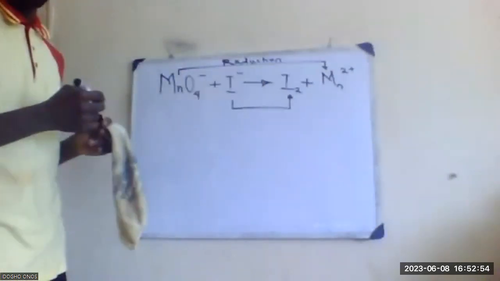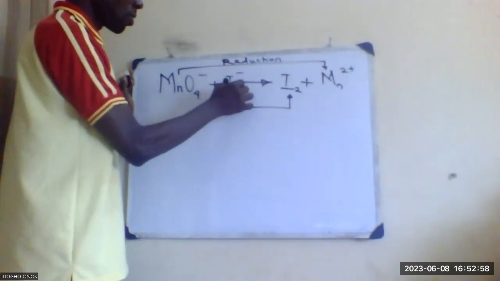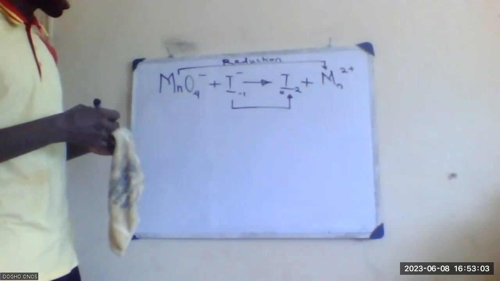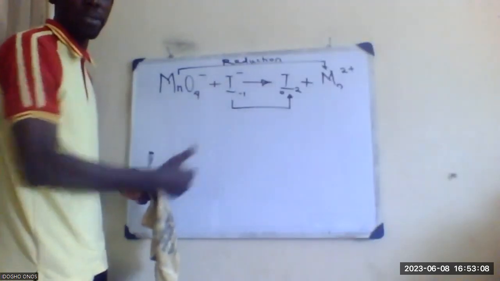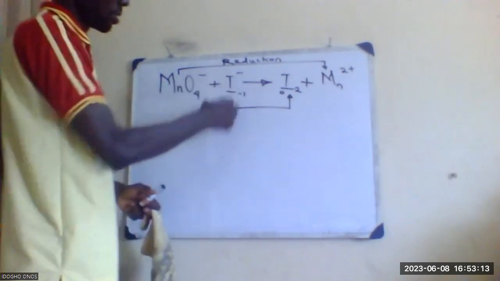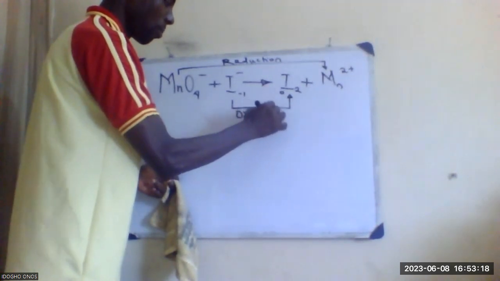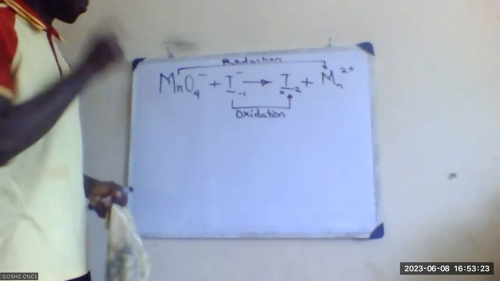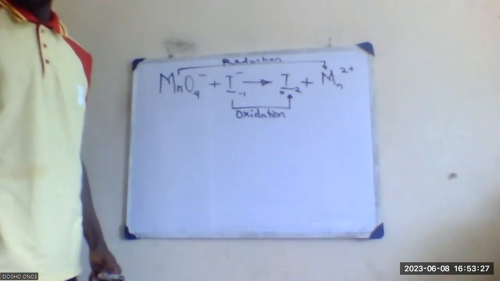Then if you look at the one down, based on oxidation number, this is -1 and this is 0. So the oxidation number changes from -1 to 0. Is that an increase or a decrease? Increase. So obviously this is oxidation. So the first thing is identify reduction and oxidation half equation.